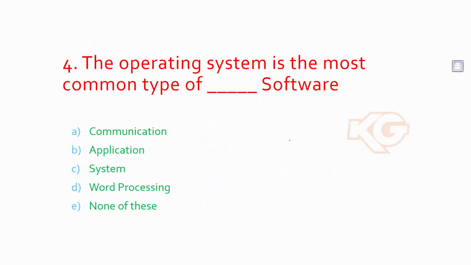Next question. The operating system is the most common type of dash software. Does it come under communication? No. Whether it comes under an application? No. Is it word processing? Obviously this and this are the same, but here the option should be C, system.